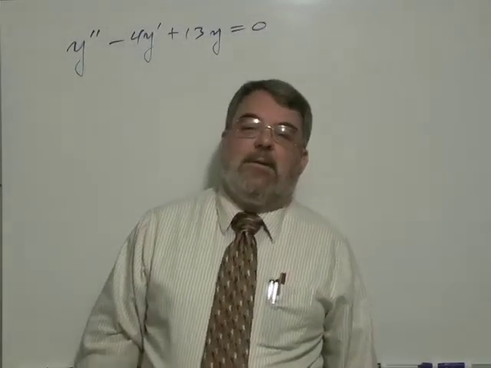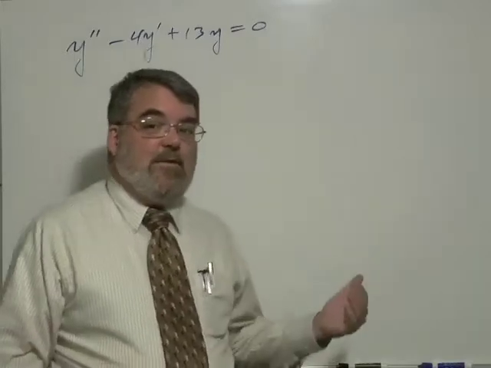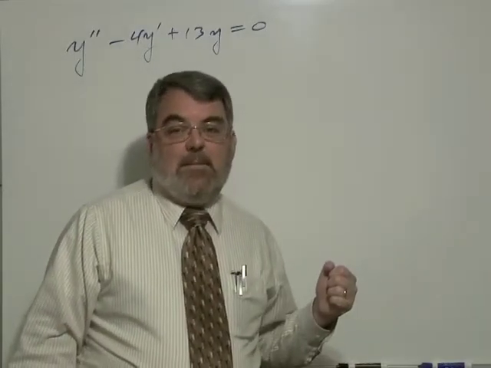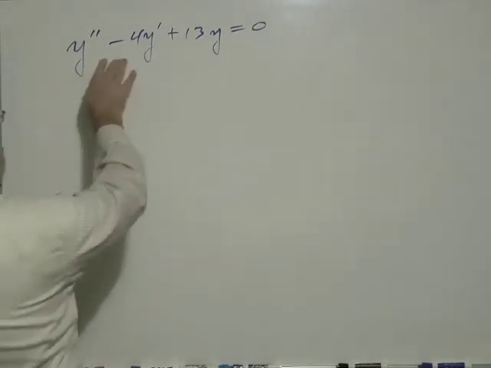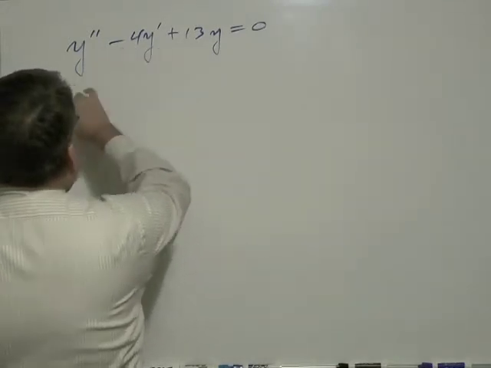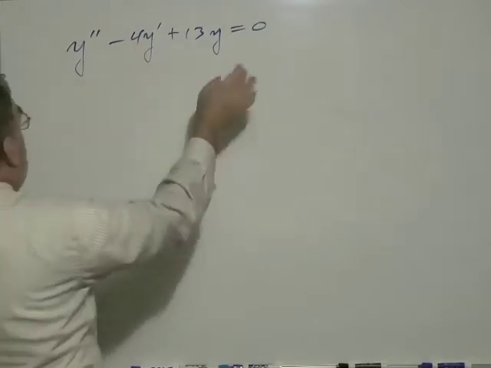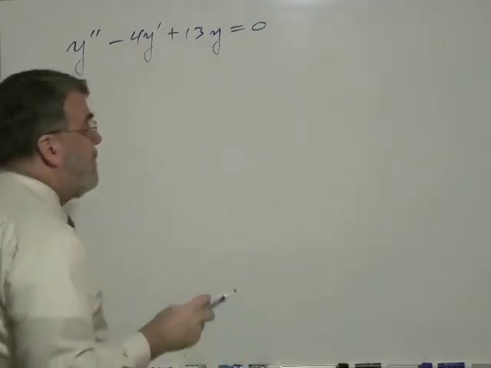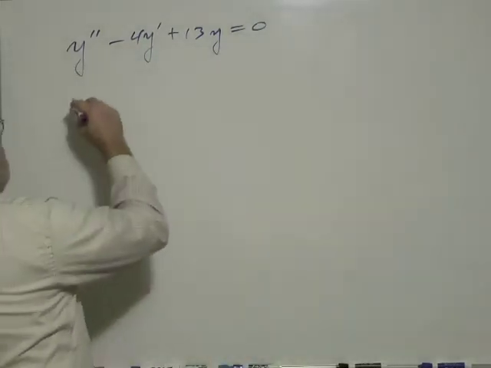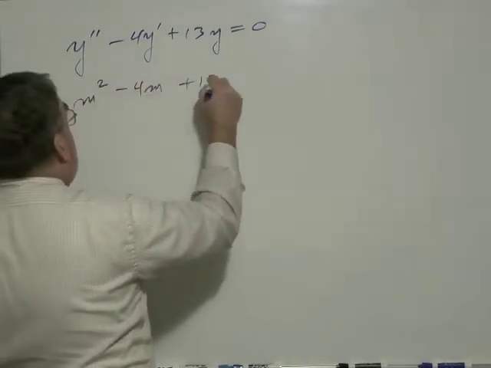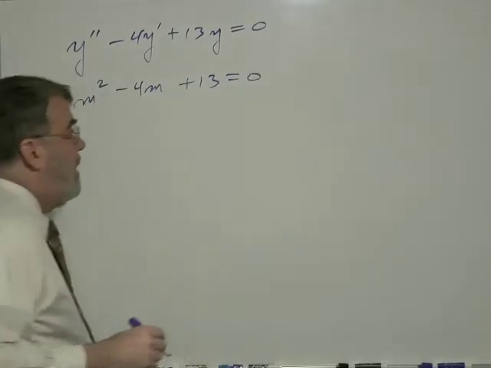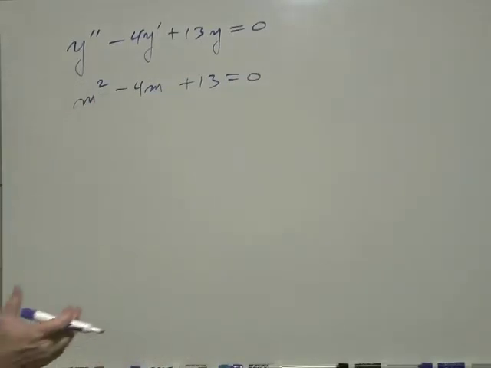As promised, here's a differential equation in which the characteristic equation has complex number roots. It's y double prime minus 4y prime plus 13y equals 0. Our characteristic equation is m squared minus 4m plus 13 equals 0. And this one can't be readily factored, so I'm going to use the quadratic formula.